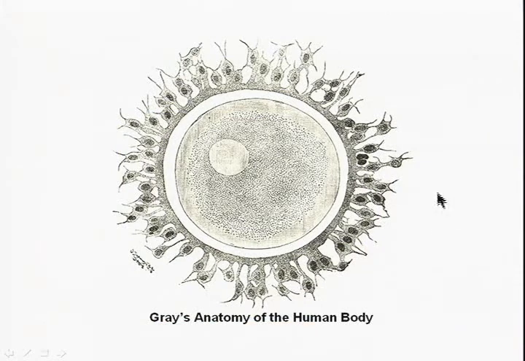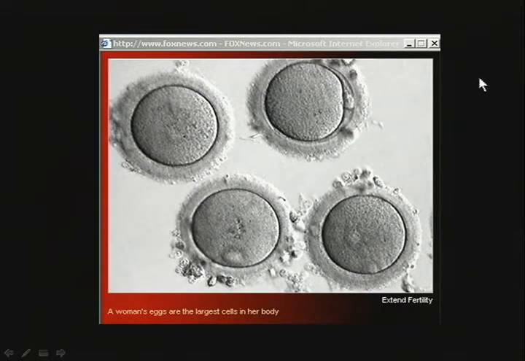We start with the egg. And here we have the zona pellucida. Here we have the corona radiata. The egg is released from the ovary, and the site where it was released forms the corpus luteum, which produces progesterone. Here we have a number of eggs under the microscope.